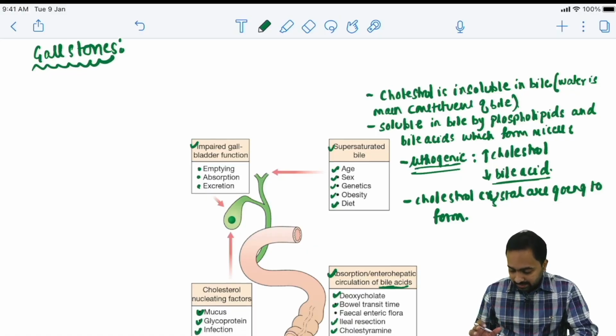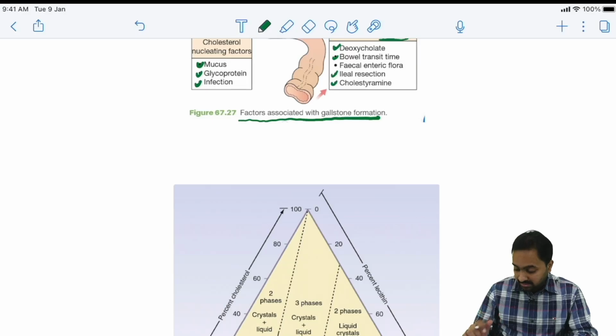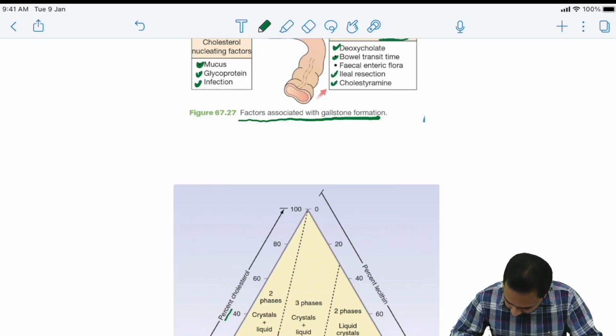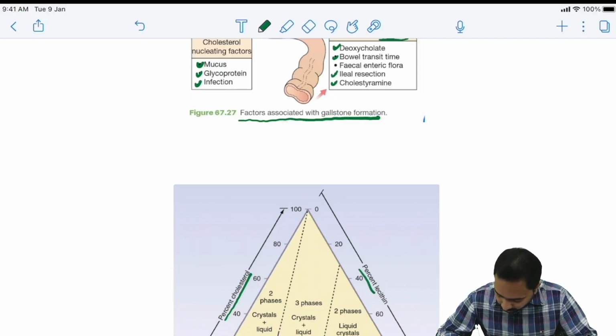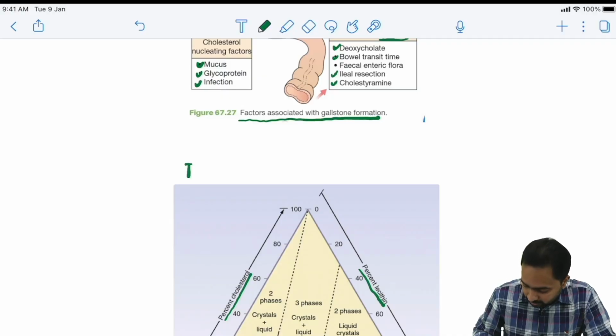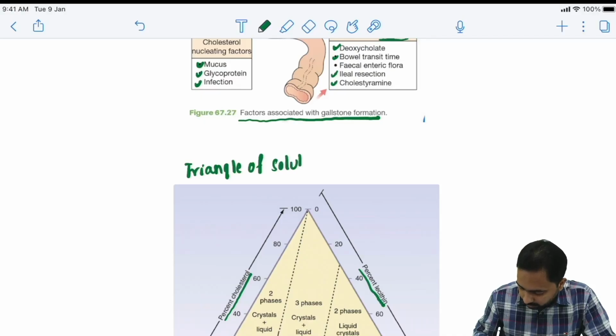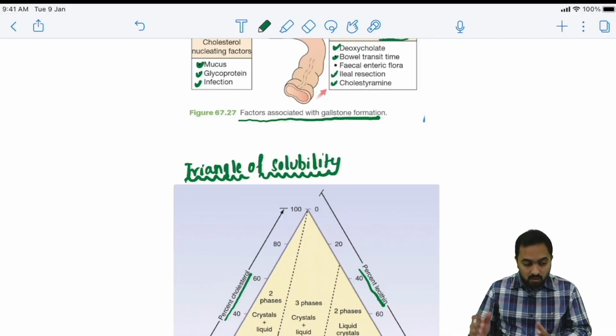The nucleating factors would be the mucus, glycoprotein and infection, as a result of which your gallstones are going to form. Now the cholesterol stability and concentration is interdependent on three factors, which are the percentage of cholesterol, the percentage of bile salts and the percentage of lecithin. This is very important. This is called the triangle of solubility. So you could get an image-based question asking what is this, or you can be asked what are the components of the triangle of solubility.